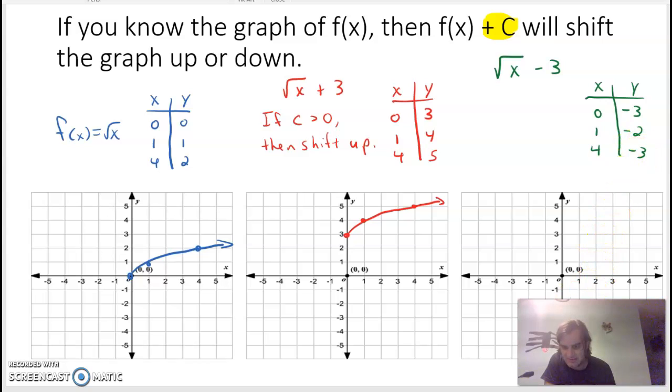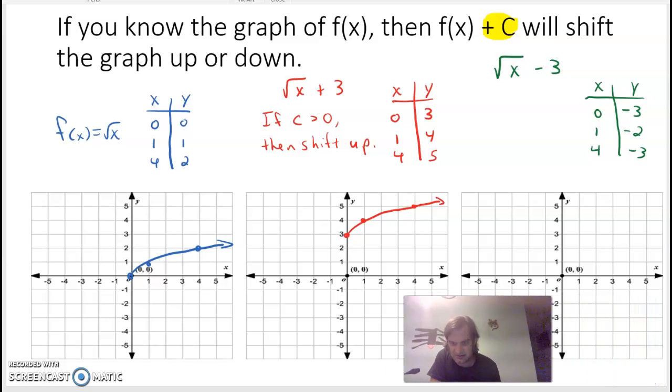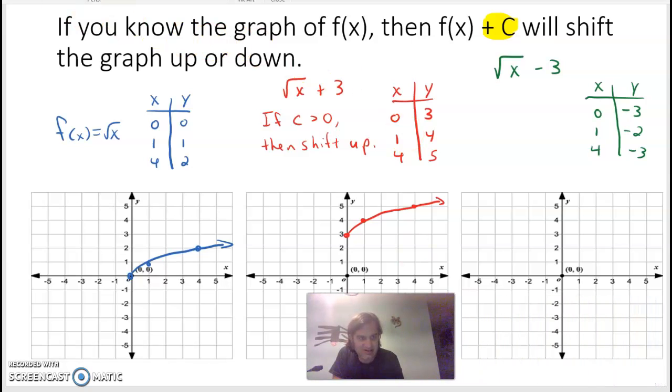Oh, I'm sorry, that last one was a mistake. So I'll plug in 4, square root of 4 is 2, and I subtract 3, so I get negative 1. So the points I get are 0, negative 3, 1, negative 2, 4, negative 1. So I still get squirt, but he's been shifted down.